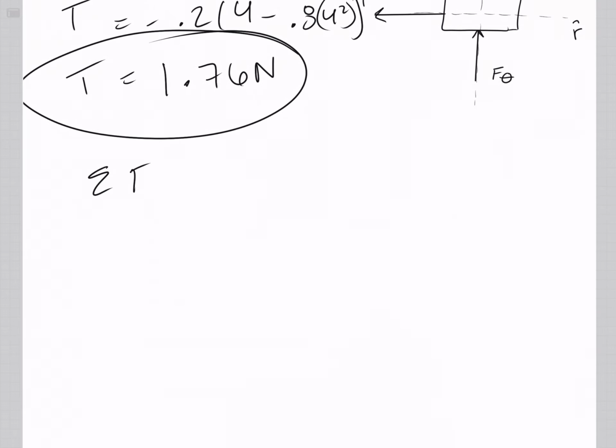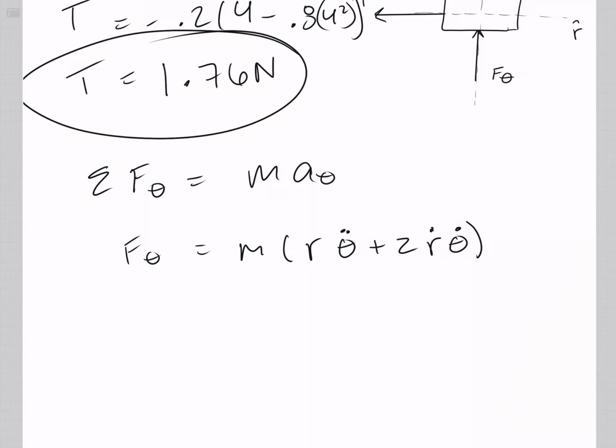Moving on to theta, we get that F of theta equals m times a of theta. And once again, we'll use the equations from the book for a of theta. The only force in that direction is F of theta, and so we know that it is not dynamic because we can't assume that it is zero. And that equals m times r theta double dot plus 2 r dot times theta dot. And once again, we're given all kinds of information about the motion, so we can solve for this directly.